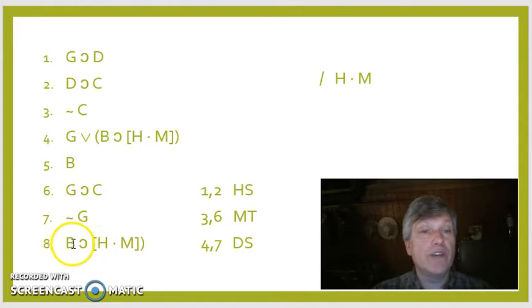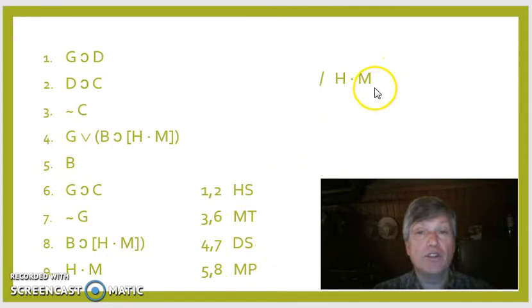And now notice I've got a conditional again. If B, then H and M. The horseshoe is the main operator. I have B by itself here. So now I can apply modus ponens to infer the consequent of the conditional, which is H and M. So that gives me H and M from 5 and 8 by the rule modus ponens. And that's the conclusion I was supposed to prove. So I'm done with my proof.